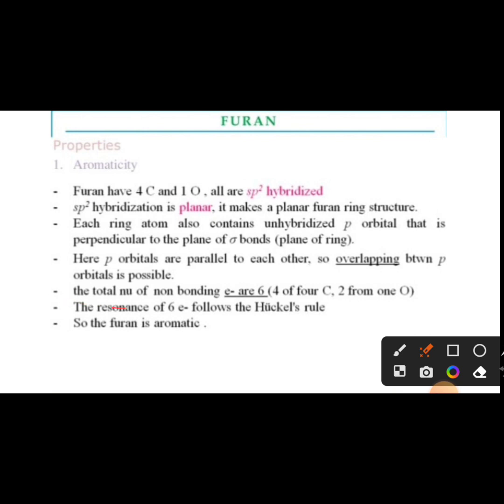Here the p orbitals are parallel to each other, so overlapping between p orbitals is possible. The total number of non-bonding electrons is 6: 4 from the 4 carbons and 2 from the 1 oxygen. The resonance of 6 electrons follows the Huckel rule, so furan is aromatic.